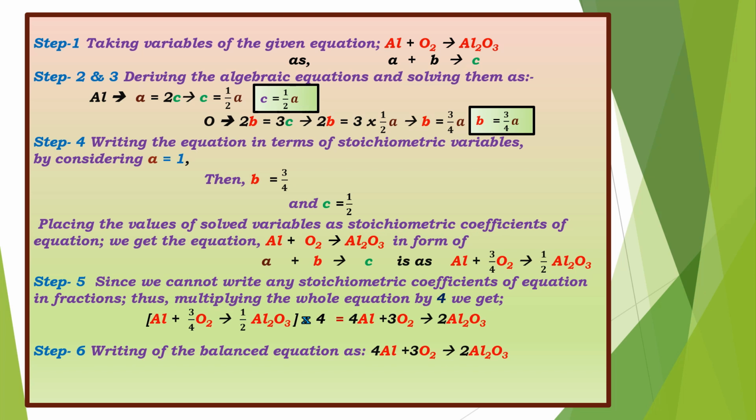Step 5. Since we cannot write any stoichiometric coefficients of the equation in fractions, thus multiplying the whole equation by 4, we get 4Al plus 3O2 gives 2Al2O3. Step 6. Writing the balanced equation as 4Al plus 3O2 gives 2Al2O3.